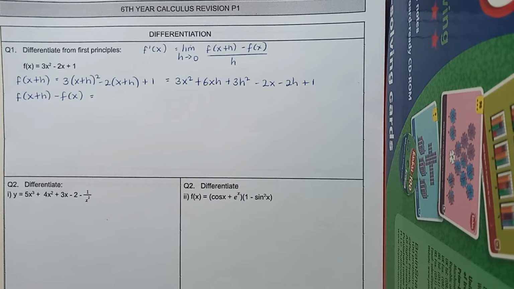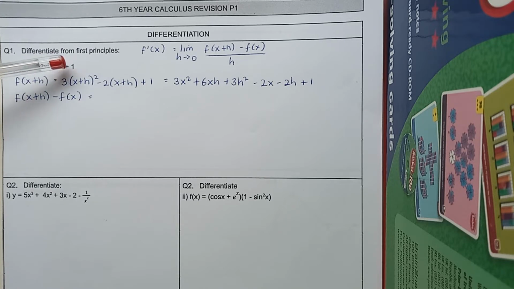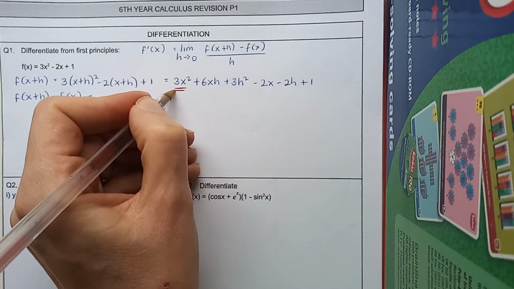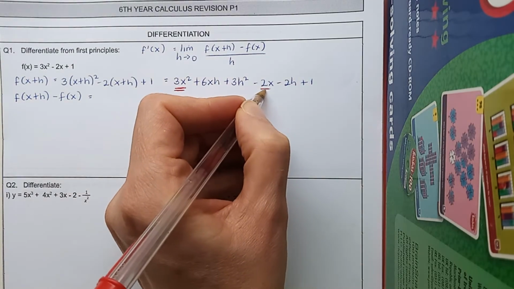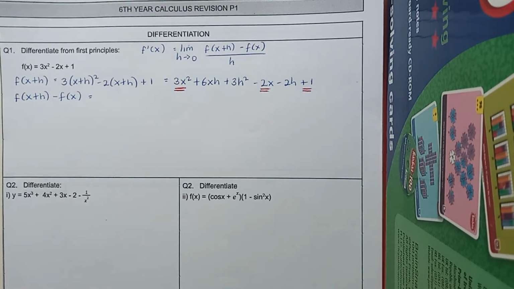Now, what's nice to know about this process is that when you actually take f of x away from f of x plus h, all the components of f of x are going to cancel out. So really what I'm doing is I'm trying to spot where they are. So I've got my 3x squared there, I've got my minus 2x, it's there, I've got the plus 1 there at the end, and essentially they're all going to get knocked out. So I'm left with 6xh plus 3h squared minus 2h.